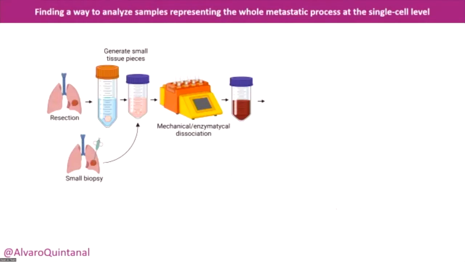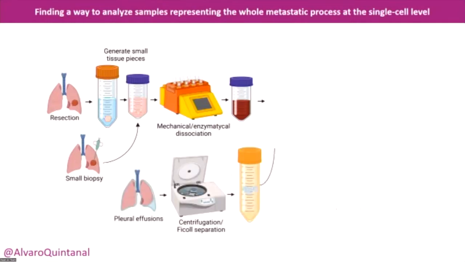So the protocol is very straightforward, nothing magical. We get the resections or the biopsies, basically the solid tissue, and we cut it into small pieces, and we proceed to a short mechanical and enzymatic dissociation. For the fluids, the pleural effusions that I was mentioning before, we do a centrifugation by gradient in order to get the cells included in the liquid.